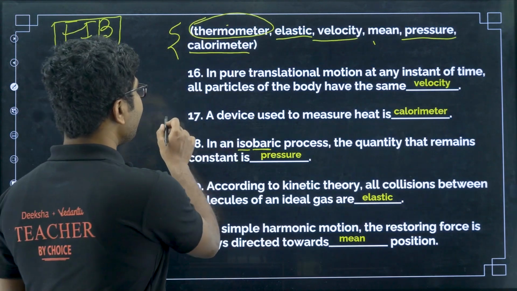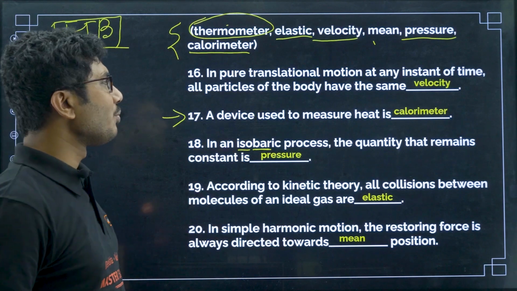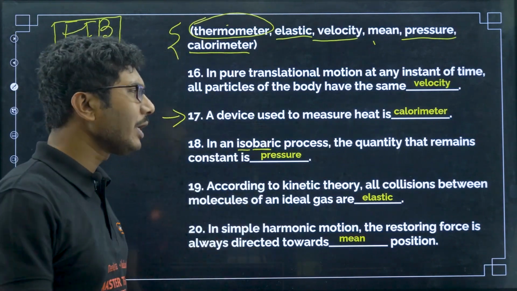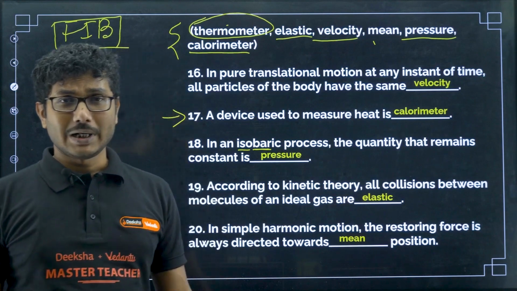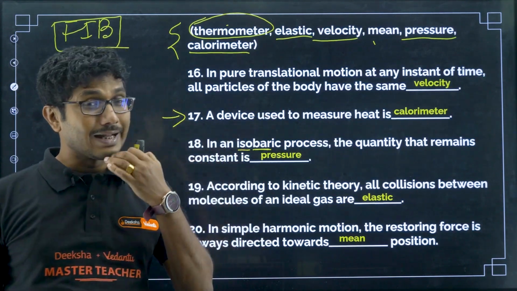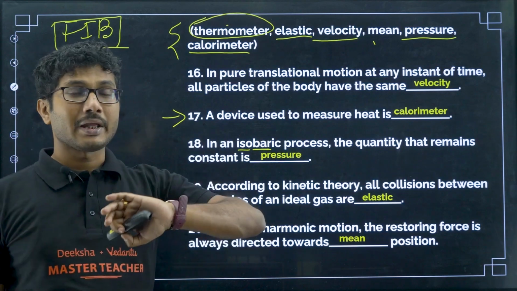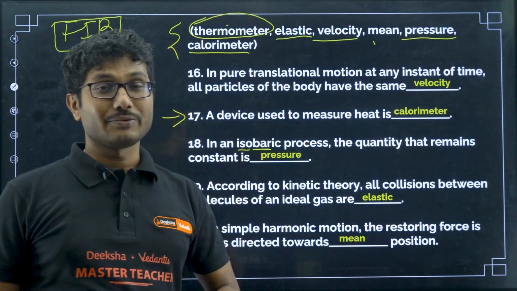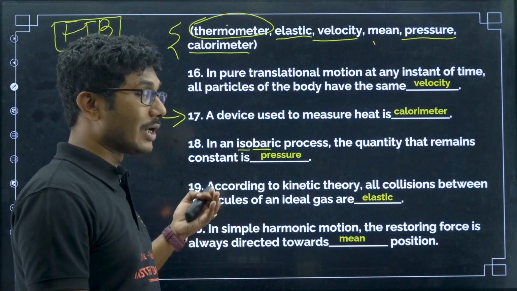For example, in this case, if you don't know the device used to measure heat, maybe you will answer thermometer. That makes sense, but thermometer is basically a trap. It is not the correct thing that measures heat, that is the calorimeter. So even if you make mistakes, you can still score 4. That is why I say first you answer whatever you know.